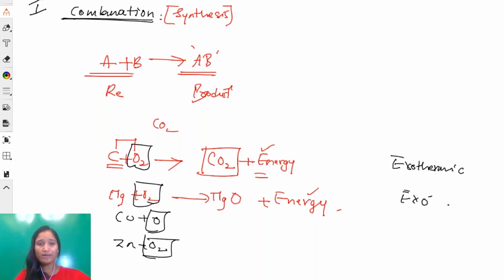Well, guys, let's come back. We are talking about types of chemical reactions, and this is combination. Combination reaction, we have studied with respect to theory, right? So far we have spoken about theory. Now let us take some practical examples and understand how it looks practically.